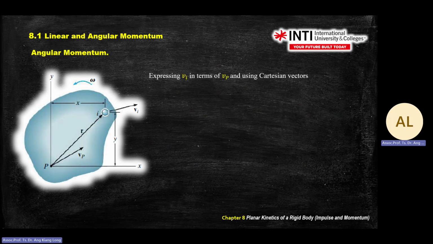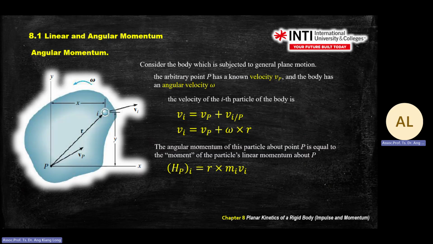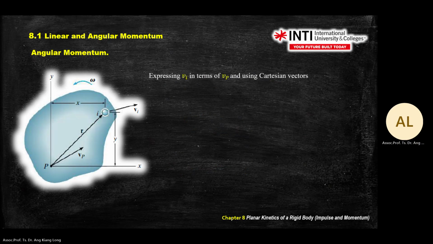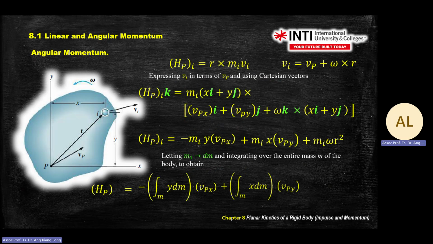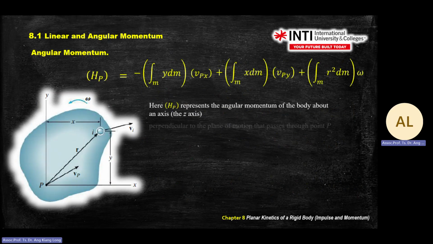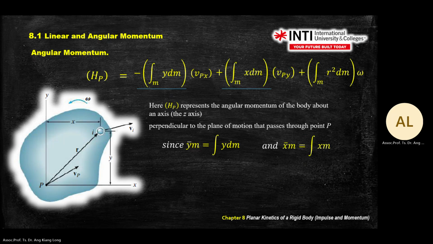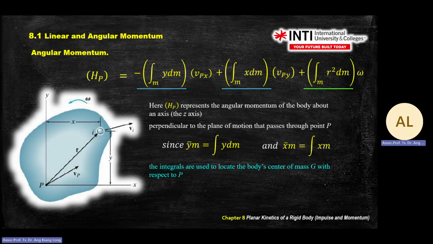But what is important is this formula: moment equals R multiplied by the linear momentum. Okay. Now the rest is for your reading, it's just a derivation. What I want to mention is HP. HP will arrive at 3 terms.